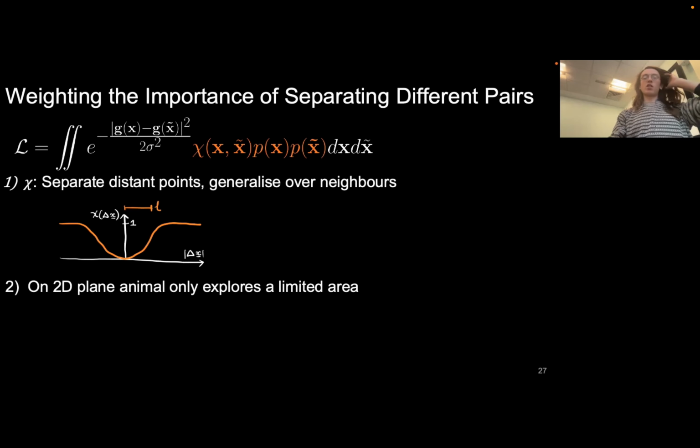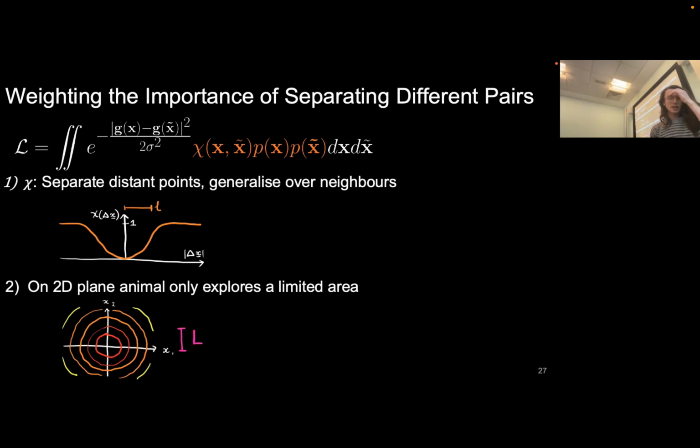The second term was that on a 2D plane, animals only explore a limited area. So that's encoded in P, the occupancy distribution, which for the moment we'll take to be a Gaussian with a length scale capital L. So it's just like some length scale over which the animal is likely to explore.